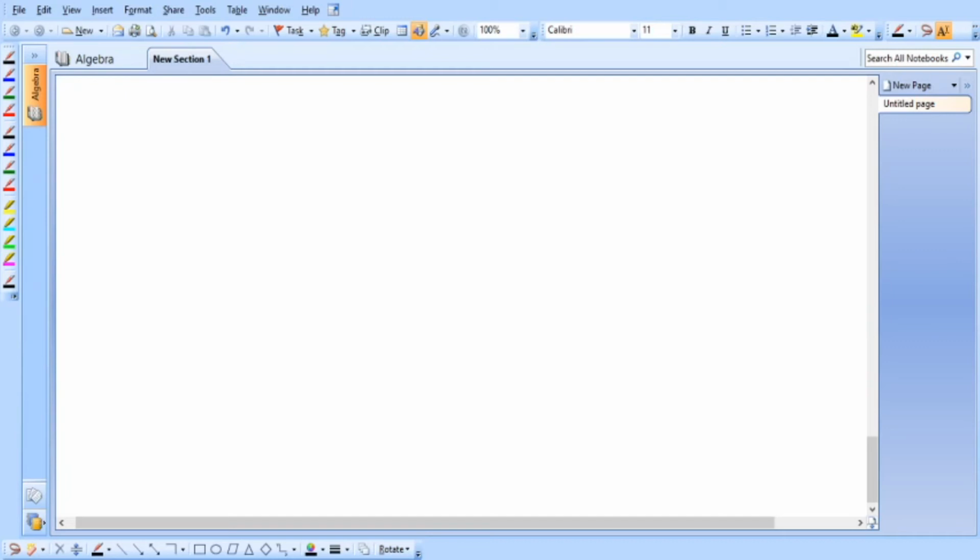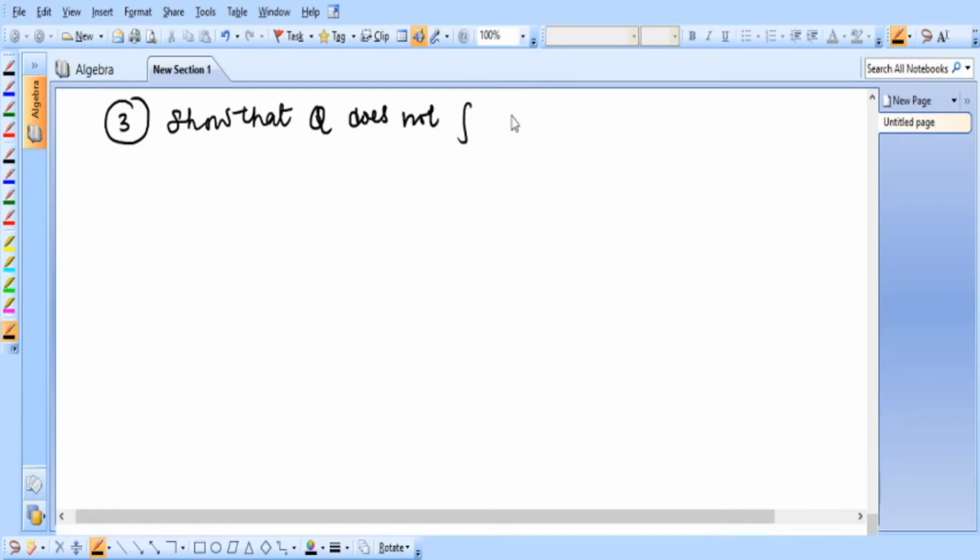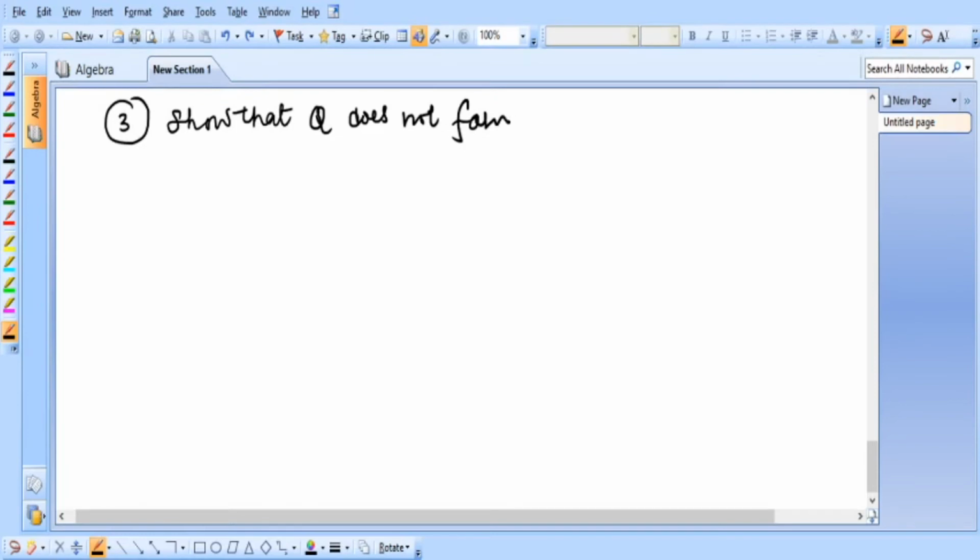Problem number 3. Show that the set of rational numbers does not form a group under multiplication. Okay. Solution.